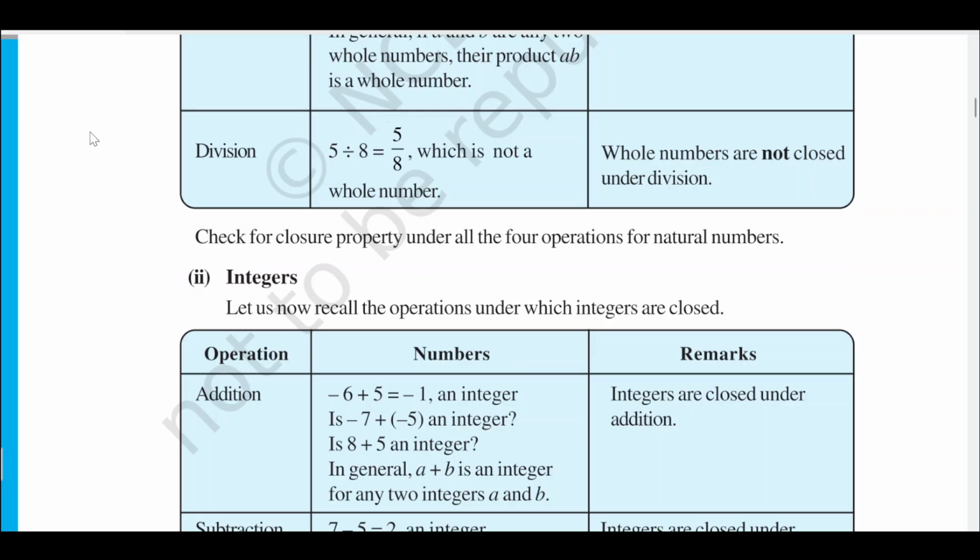Next, let's check for division. We are dividing two whole numbers, 5 and 8. We get 5 by 8, which is not a whole number. We have just learned it is in the form of p by q, so it will be a rational number, in the form of a ratio. Whole number is not closed under division.